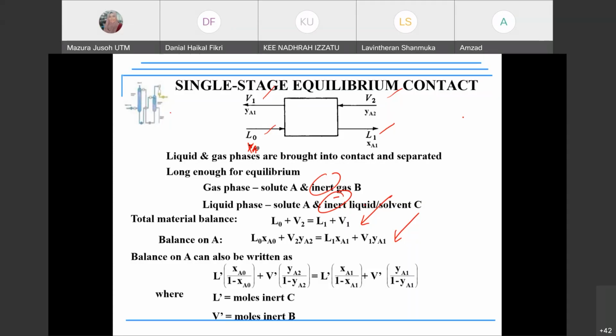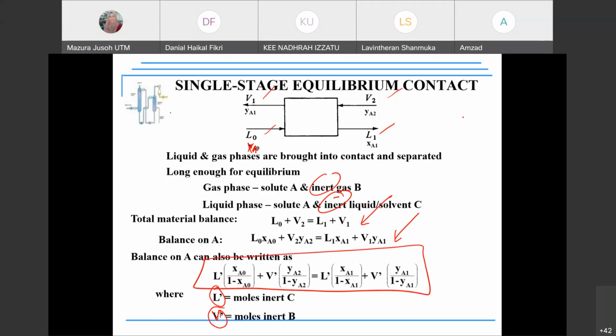We want to give them a symbol. So the flow rate of inert C, which is a liquid, is called L prime. The flow rate of inert B, which is the gas, is called V prime. Now I want to show you how you derive this equation.